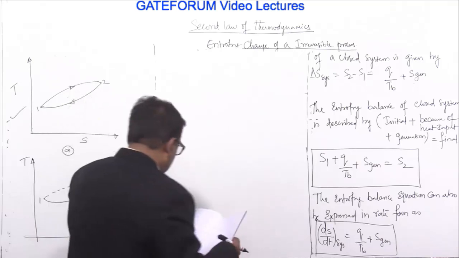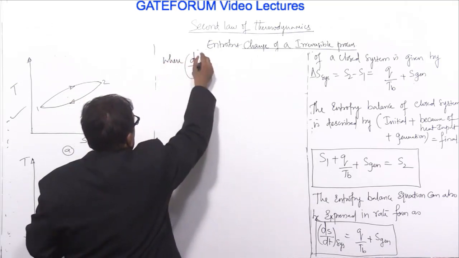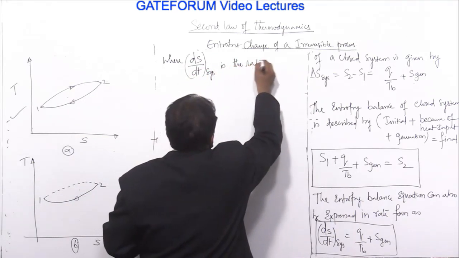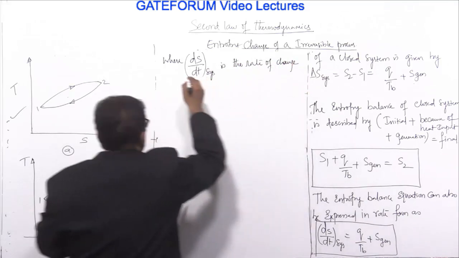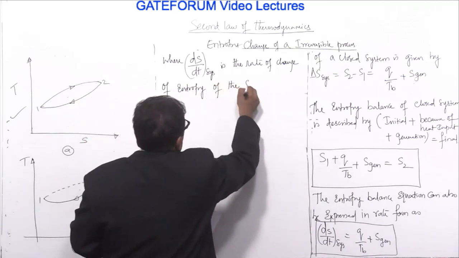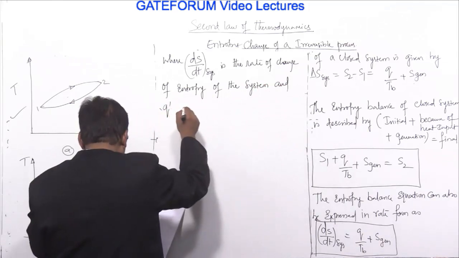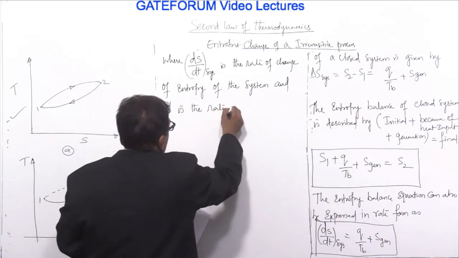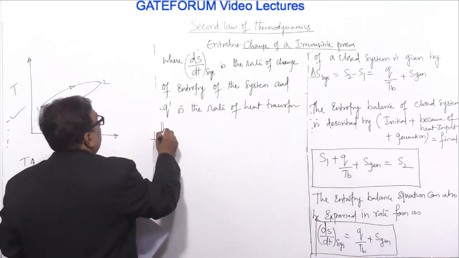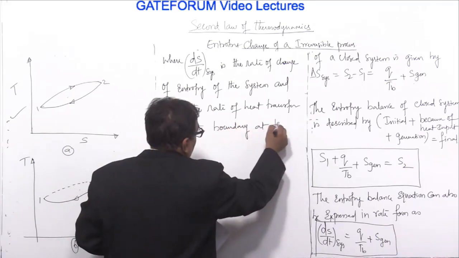So, see here, where dS by dt of the system is the rate of change of entropy of the system, and Q is the rate of heat transfer through the boundary at temperature Tb.